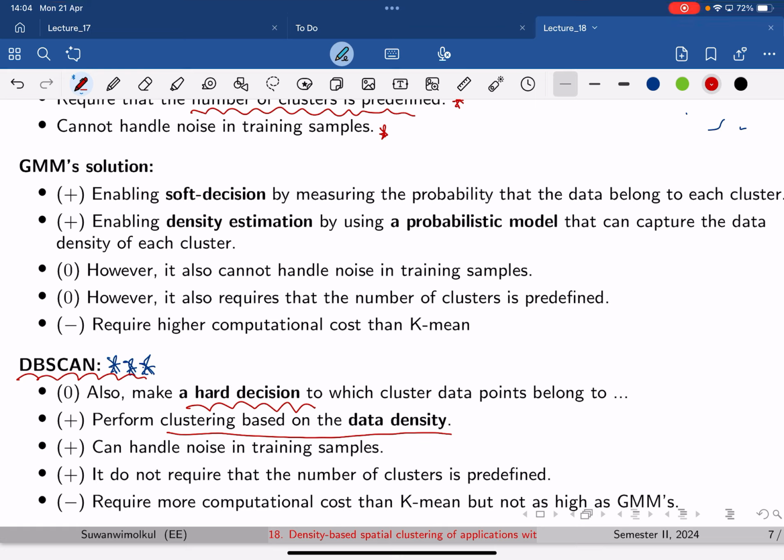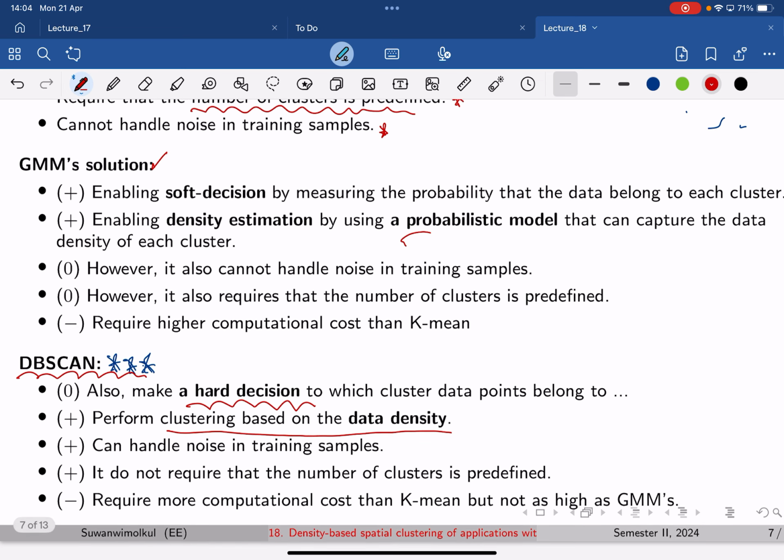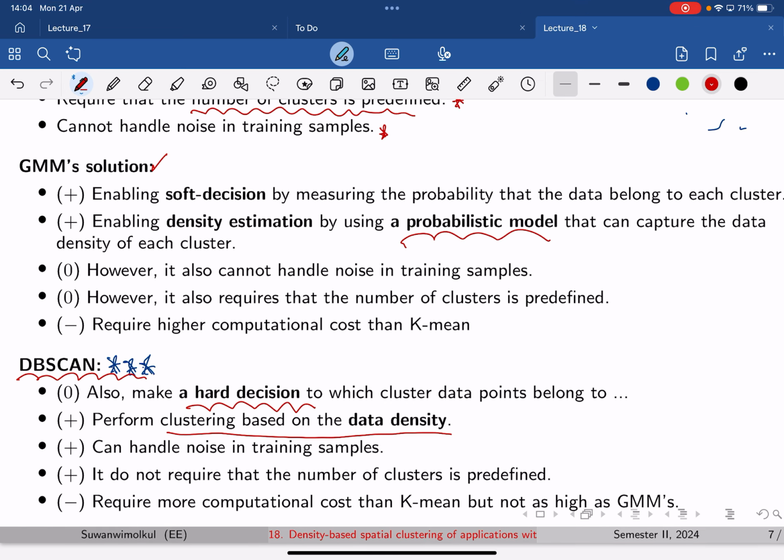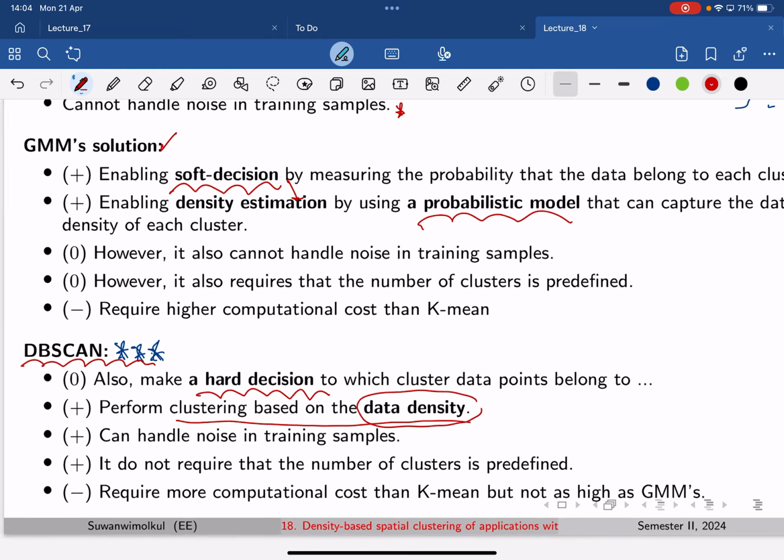But the good thing about DBSCAN is that it can perform clustering based on data density. But you will see the difference between DBSCAN and GMM. GMM uses density as a driving mechanism, but the way it performs clustering is based on a probabilistic model. So the result of clustering from GMM is a soft decision based on density estimation. But DBSCAN is purely empirical: you draw a hard area and say what the density is in this area. So that is DBSCAN.